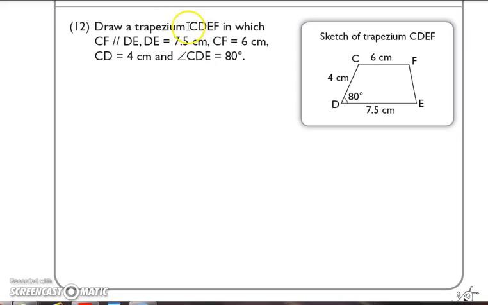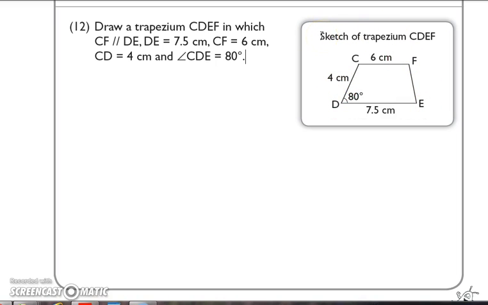Draw a trapezium CDEF in which CF is parallel to DE. DE is equal to 7.5 centimeters. CF equals 6 centimeters. CD equals 4 centimeters. And angle CDE equals 80 degrees. Remember that a trapezium is a 4-sided figure. So in this case, there are 4 points given for the figure, which are points C, D, E, F.